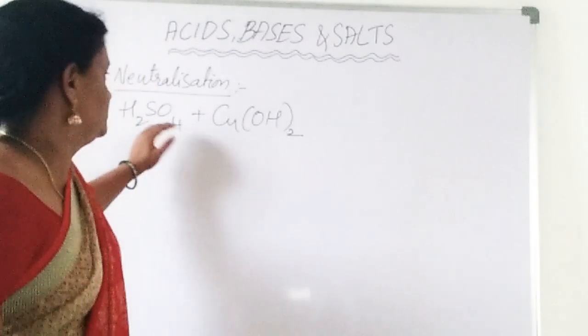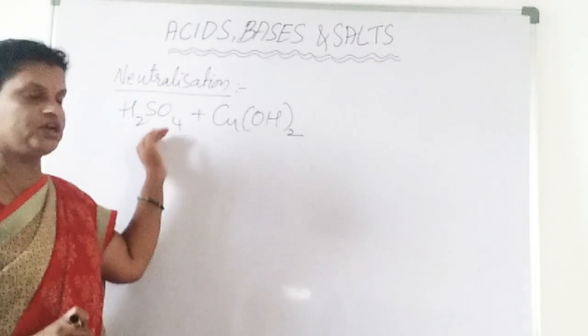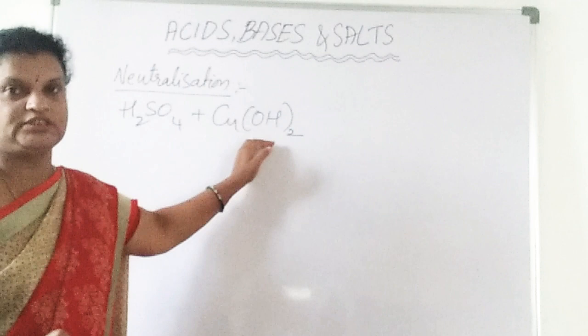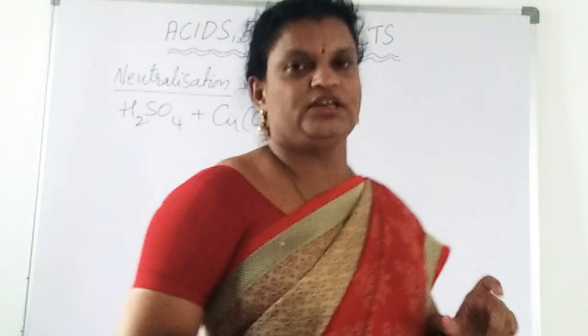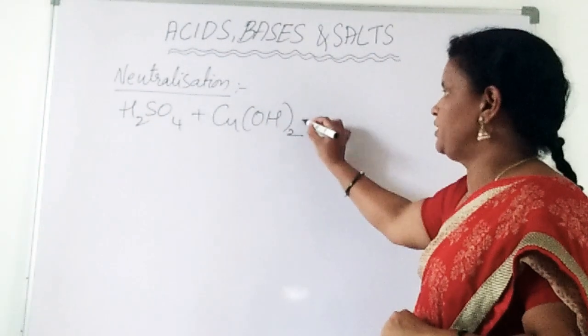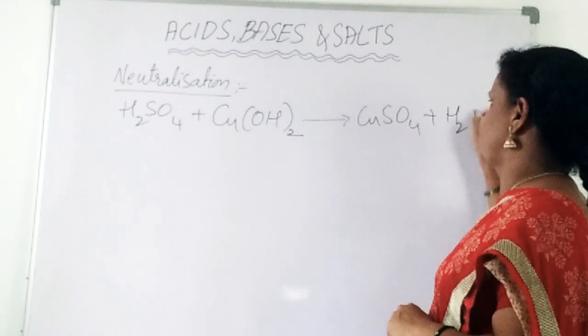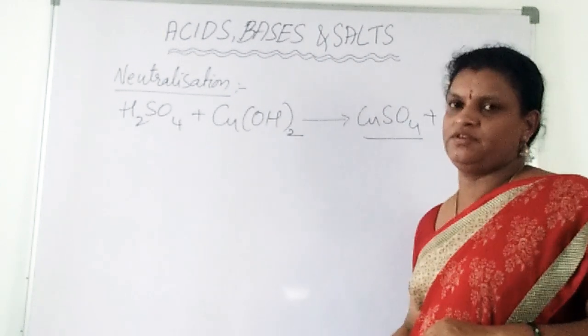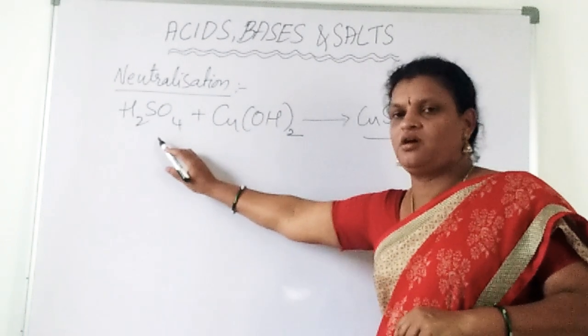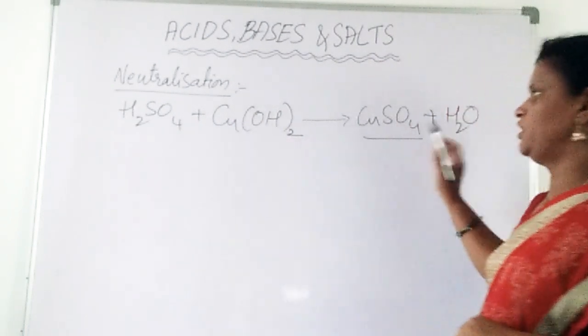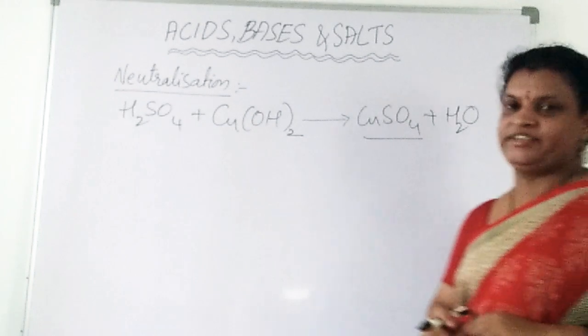So here we have sulfuric acid, which is a stronger one, and copper hydroxide, which is the weak base. Strong acid and weak base are reacting together. We will get here copper sulfate, CuSO4, and along with that water. So copper sulfate, what is the nature of this? As it is produced from a stronger acid and weak base, it will contain the acidic nature.